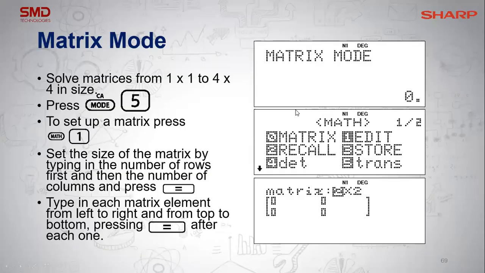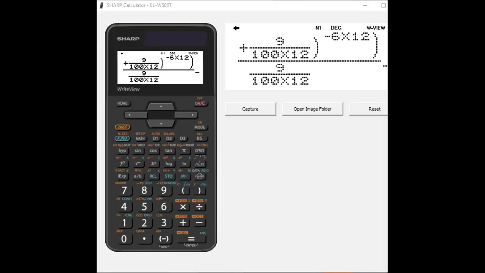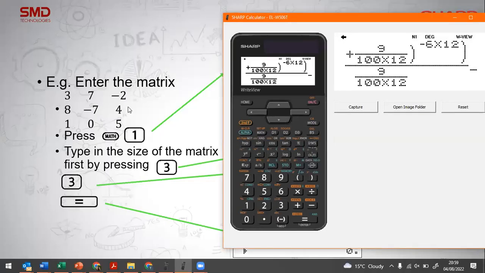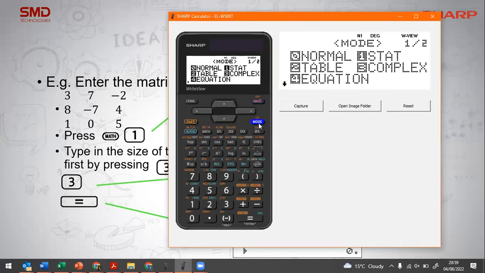All right, the matrices are particularly important for AP maths. I just want to show you this because it is very, very cool. I'm not actually going to input that matrix. I'm just going to input a simpler matrix.